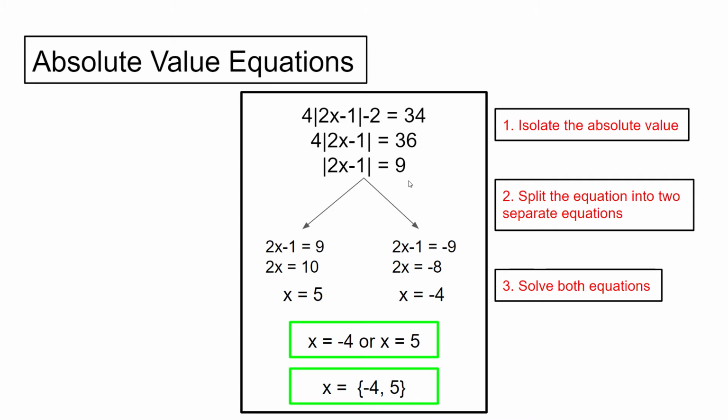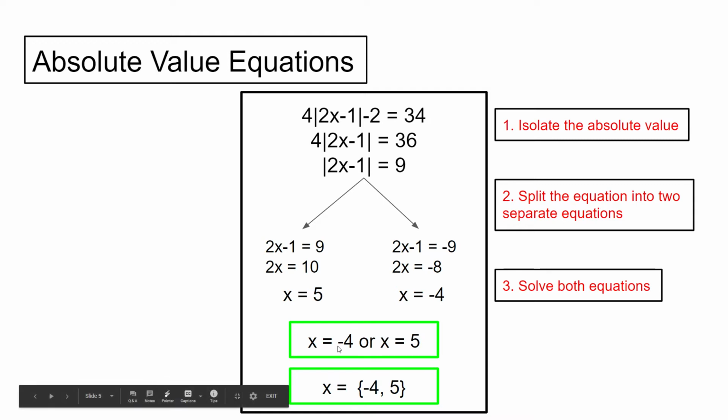Now that the absolute value is isolated, we will split the equation into 2. Like the other example, we'll keep it the same on this side, and we'll make the right side negative. Now we solve both equations by adding 1 to both sides, and then dividing by 2 on both sides. This leads us to the solution x equals negative 4, or x equals 5. The or is very important when you write the equation.